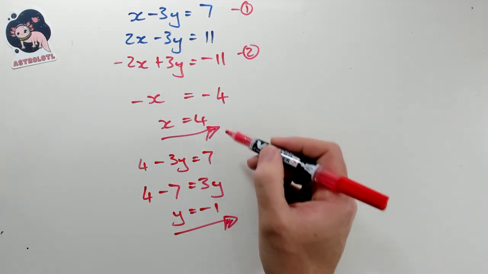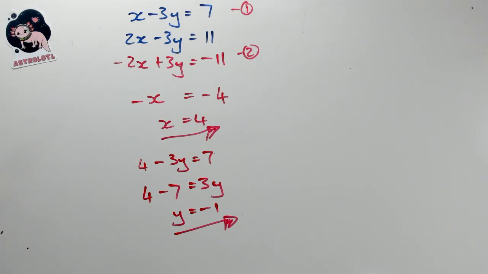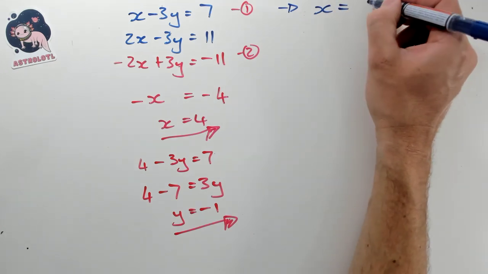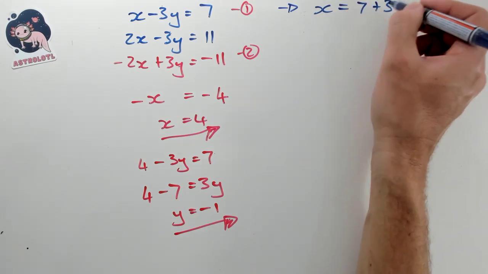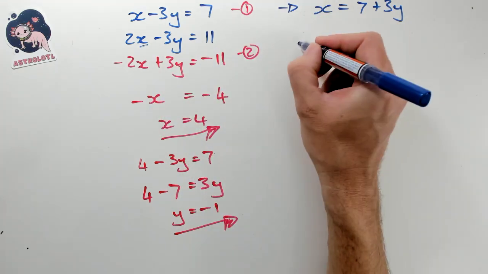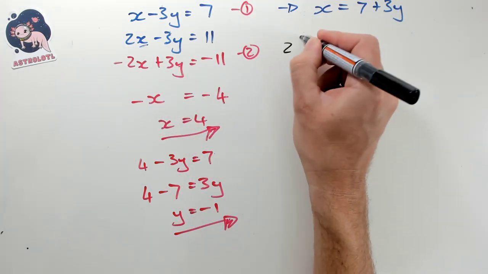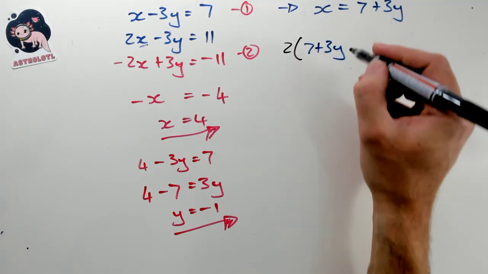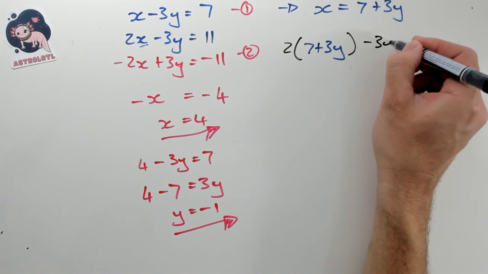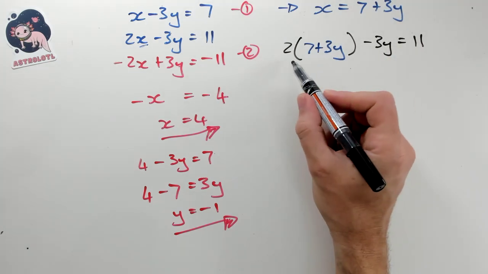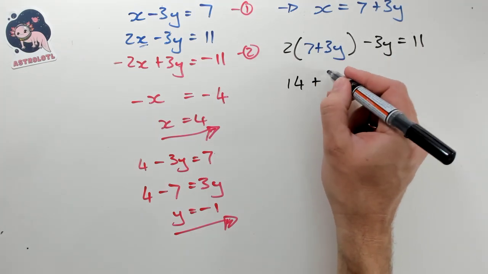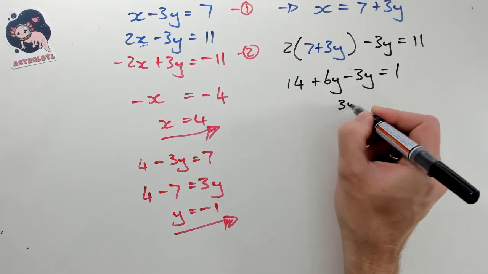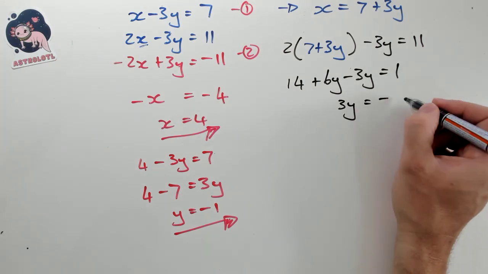Okay, so that was really quick. If you wanted to go the substitution route, you'd rearrange that formula and make x the subject, which is also quite easy. It's just 7 plus 3y, and then you would sub the x in there. So you'll do this color code. Let's do 2 times my blue equation, 7 plus 3y, and then minus 3y is 11. And this is going to be 14 plus 6y minus 3y is 11. So I'll have 3y is negative 13.